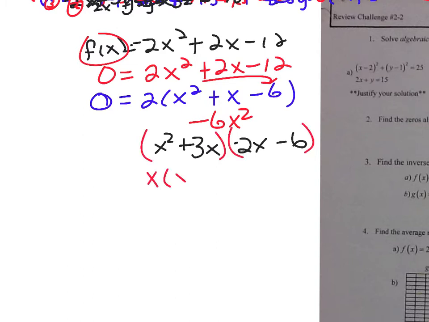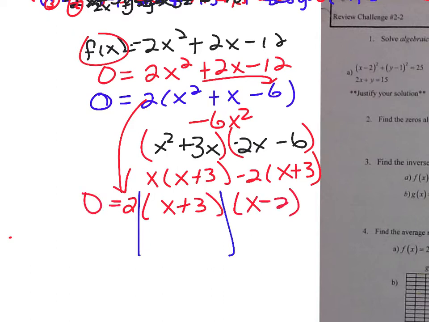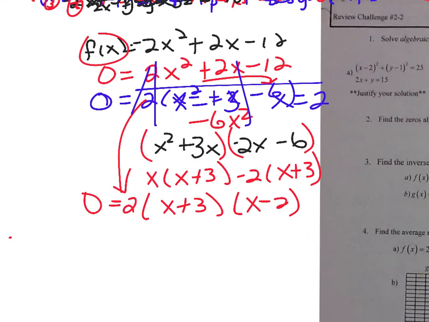GCF is x times x plus 3. GCF is negative 2 times x plus 3. So my factors are 2 from there times x plus 3, x minus 2 equals 0. And then I do my t-chart. Nothing's going on here. I get x is negative 3 and x is equal to 2. Those are my zeros. Those are called zeros.